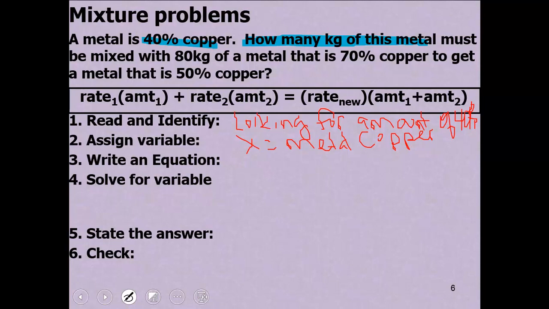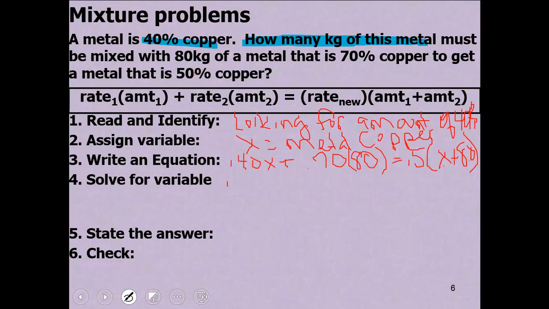So I have 0.40x plus. Now I have a 70% copper. So that's 0.70. And then I've got to multiply that by 80 kilograms, times 80, has to equal 50%, 0.5 times x plus 80. Okay? Because when I add these two amounts together, I need to come up with a 50% metal. So now I'm going to solve for the variable.